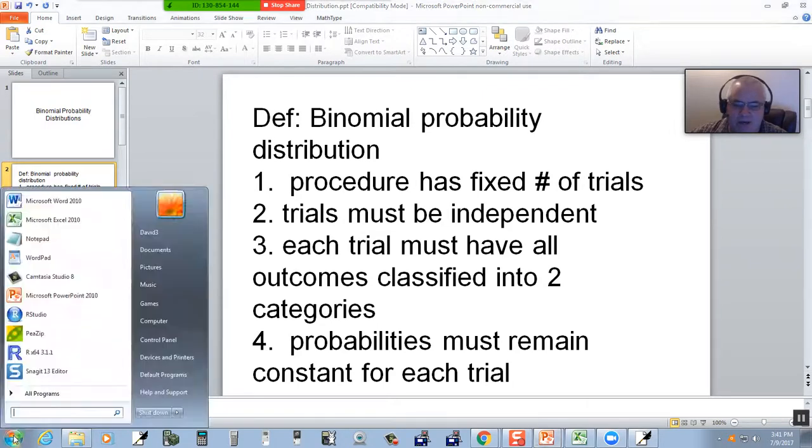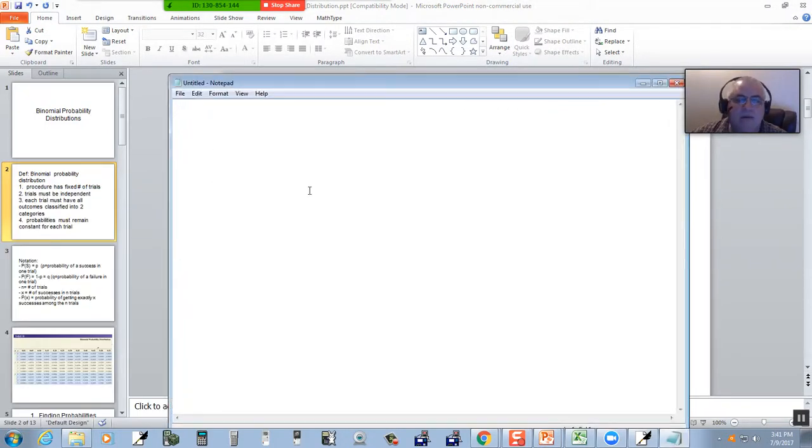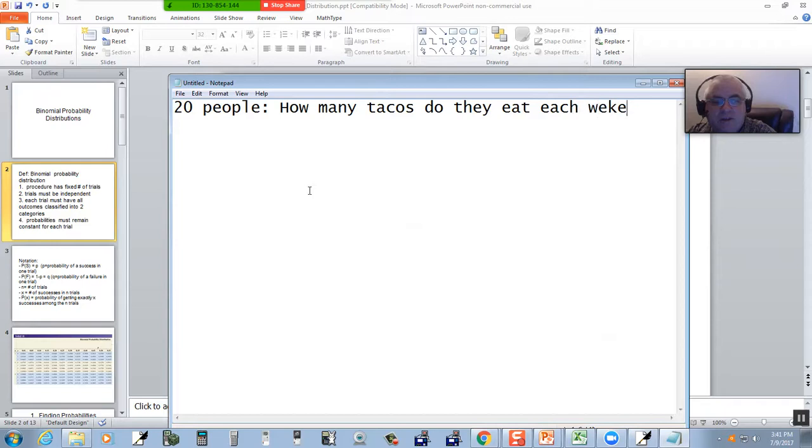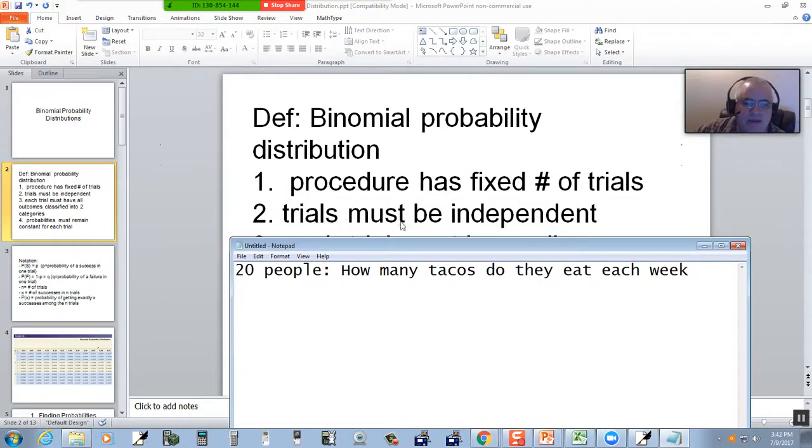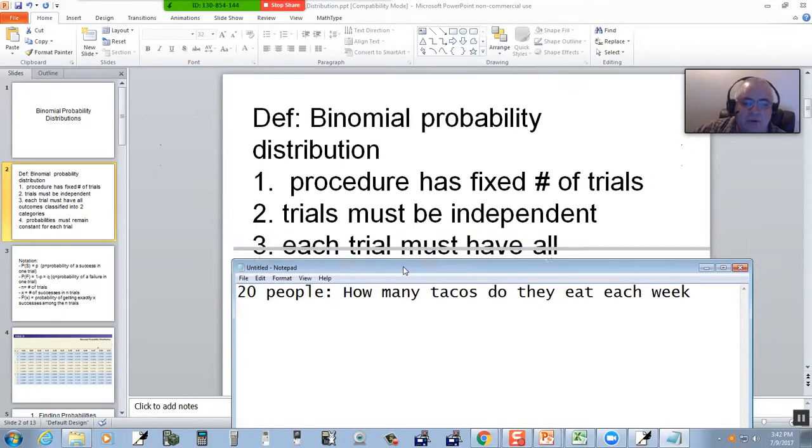Let me bring up something here. Okay. Let's talk about if I were to ask you how many tacos. I ask 20 people how many tacos do they eat each week. Of course, I'm talking about an average here, so I know people eat different amounts each week. A lot of them maybe zero. Procedure has a fixed number of trials. Yeah, talk to 20 people. So that's a fixed number. Trials must be independent. We assume that's true in a lot of these cases.